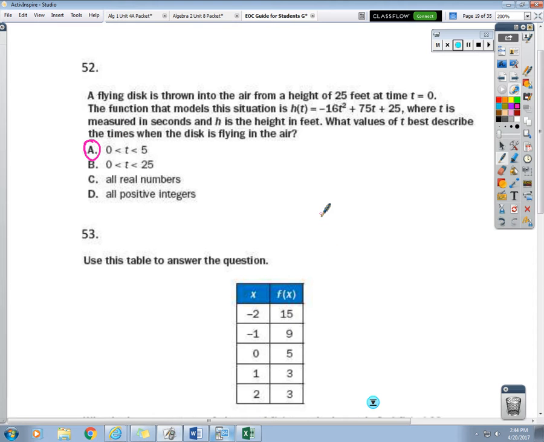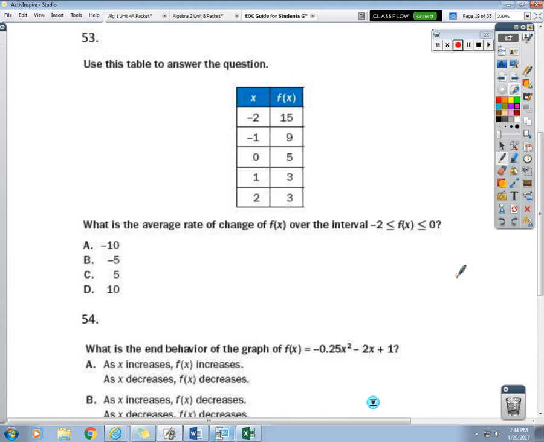Number 53. Use this table to answer the question. What is the average rate of change of f of x over the interval negative 2 to 0? So, Samantha, what are they asking you to do? Okay, what is average rate of change the same as? Slope. And what do you have to calculate slope? 2 points. Now, can you just pick any points you want out of the table? Not for this one, because they specifically tell you interval -2 to 0. What does it mean when they say interval?